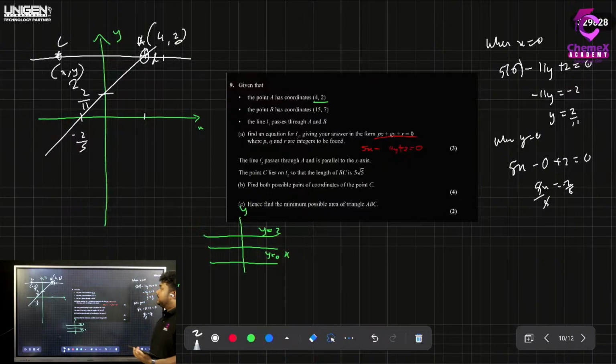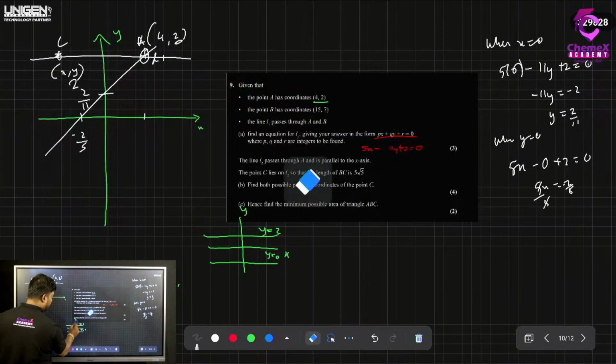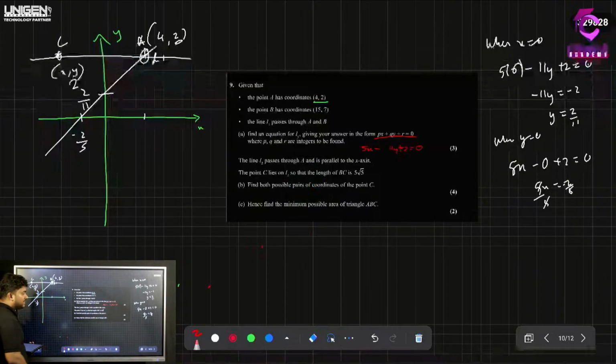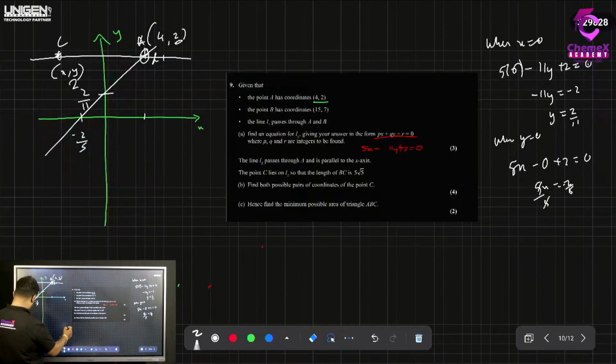So now how do you do it? Since they have given the distance, I can apply the distance formula. They say point C lies on L2 such that the length of BC is 5 root 5. So I can write the formula. Remember, x minus a squared plus y minus b squared. So 15 minus x squared. What is 15?